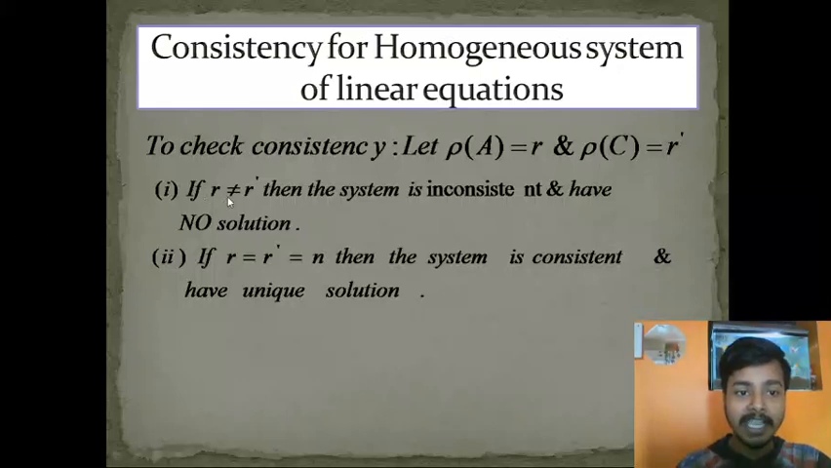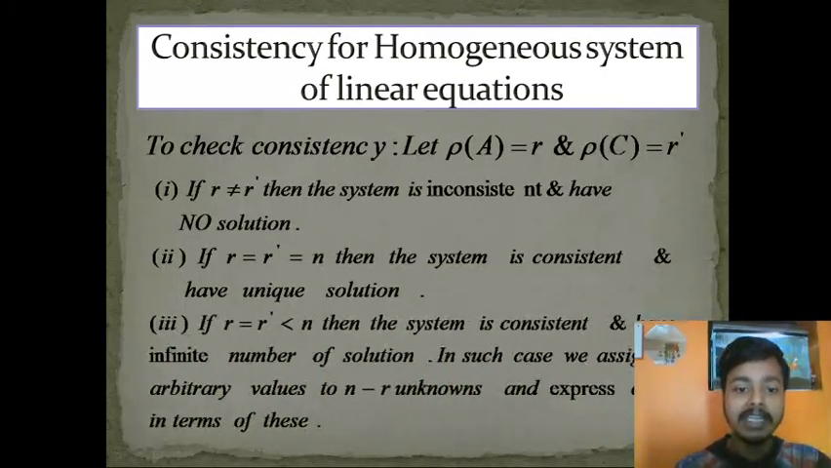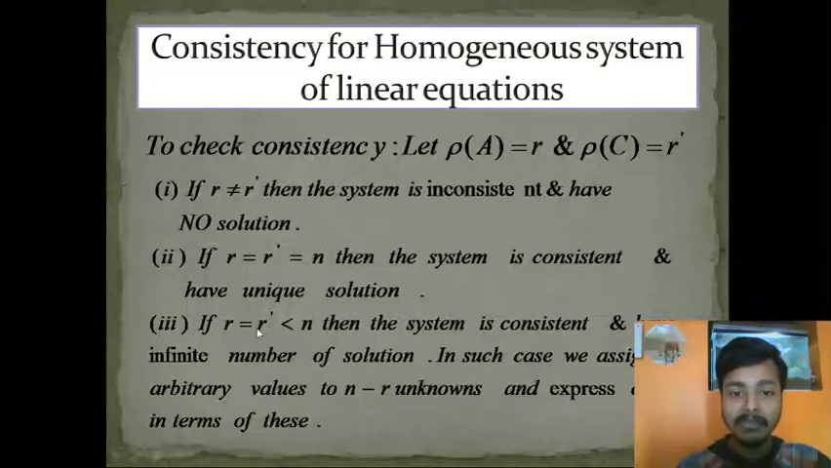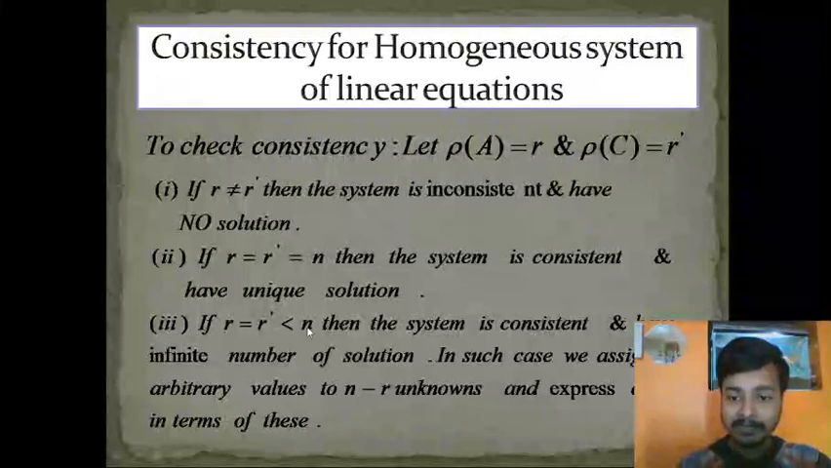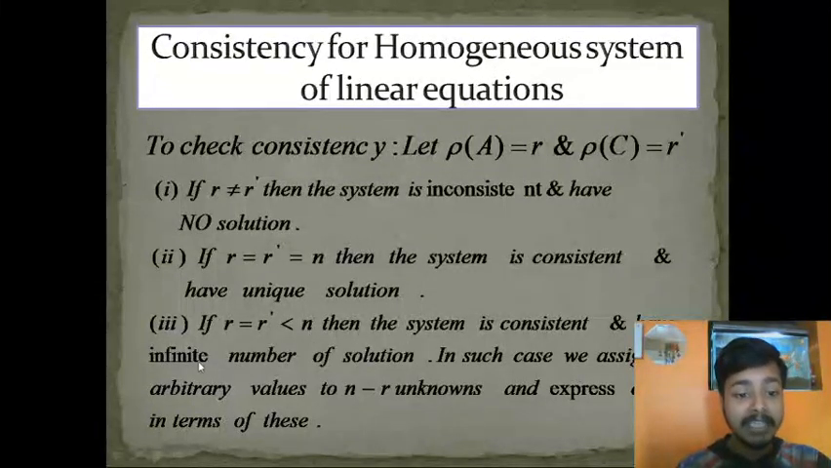We have rank not same, rank same and equal to n, and the third will be rank same but less than the number of variables. Okay, then still, because rank of A is the same as rank of the augmented matrix, you will still get a solution. But if the rank is less than the number of unknowns, then the system will have an infinite number of solutions. I'm not saying infinite solution; there is a huge difference between infinite solution and infinite number of solutions.